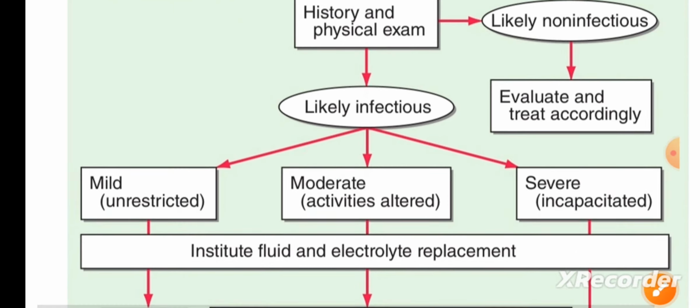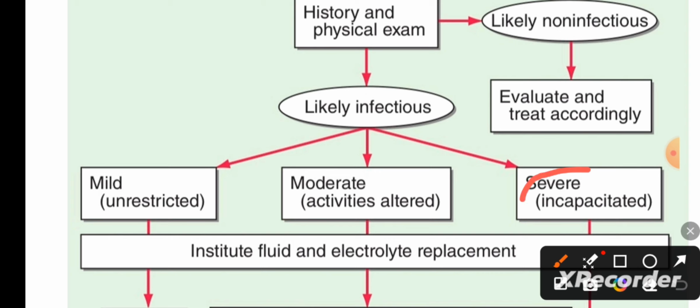Coming to infectious etiology, if from the history and physical examination we find the diarrhea may be due to infection, then it is categorized into three types. Mild, that is, it is not obstructing the normal activities of the person; moderate, if the activities are altered; and severe, if the diarrhea is so severe that the patient is debilitated.